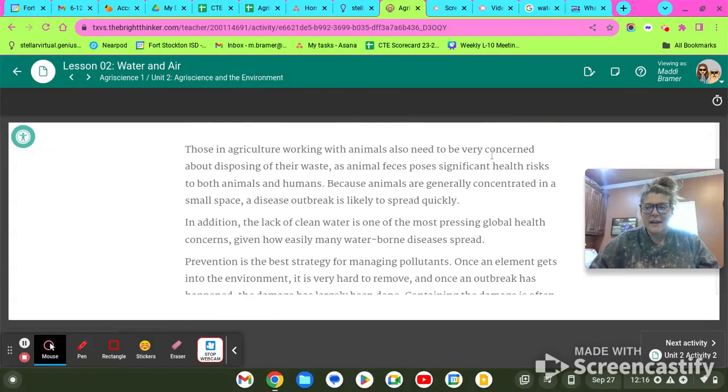It says those working with animals also need to be concerned about the waste. While, yes, animal waste can be great fertilizer, there can be too much or it could be infected and could lead to bacterial outbreaks, disease outbreaks. So you've got to be careful where you put it. That's why there are laws, regulations, and fines if you dump a bunch of waste or a bunch of stuff into water.